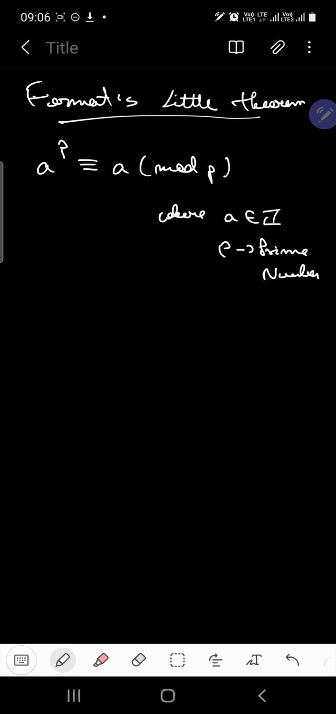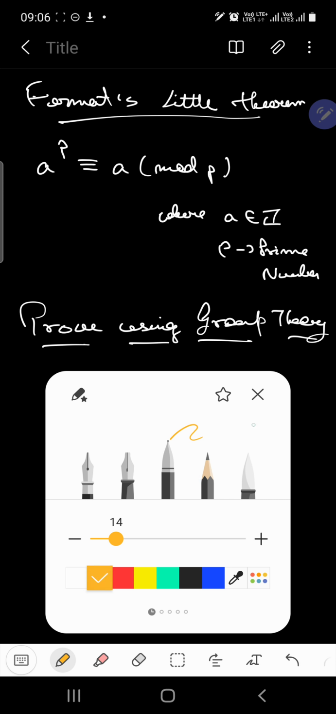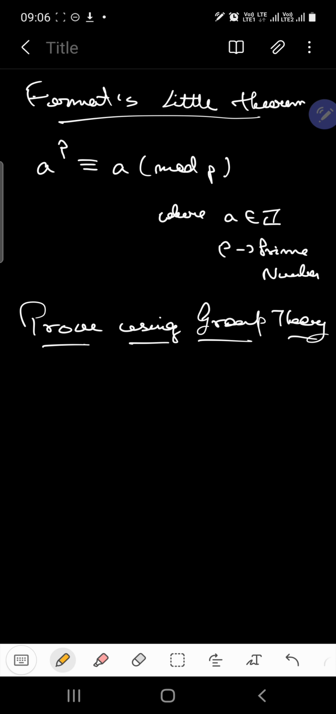So this is Fermat's Little Theorem, and what we are going to do here is prove this using group theory. Proving this using group theory will also help you understand certain facts of group theory with ease. So let's start.